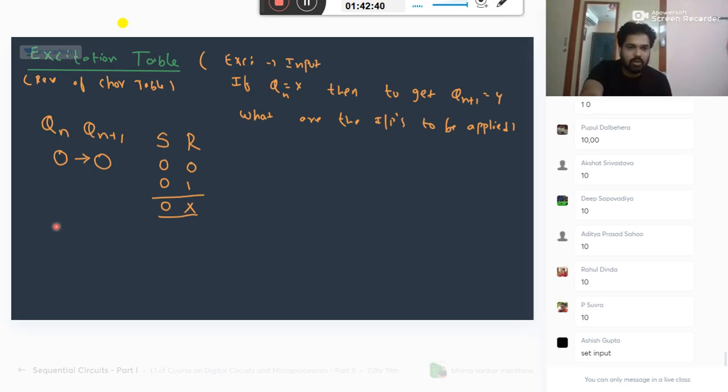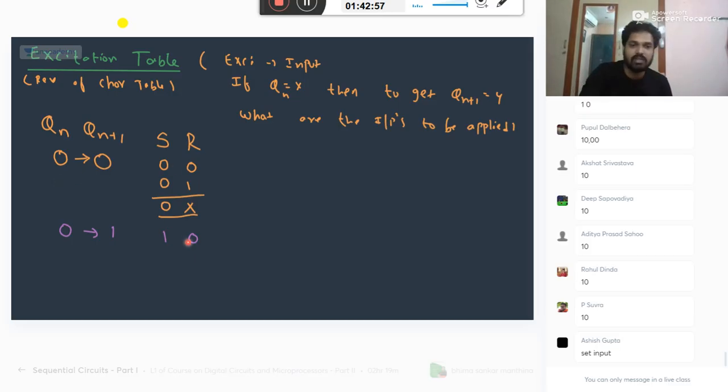So presently 0, next I want 1. I can do only one possibility, 1, 0. Don't say 0, 0, sir, because it is not a no change condition. It is changing now. You should not give 0, 0 here. You should give only one case. What is that? 1, 0.